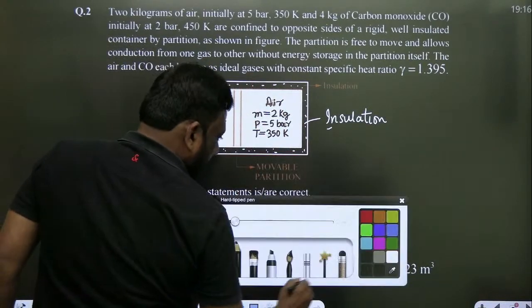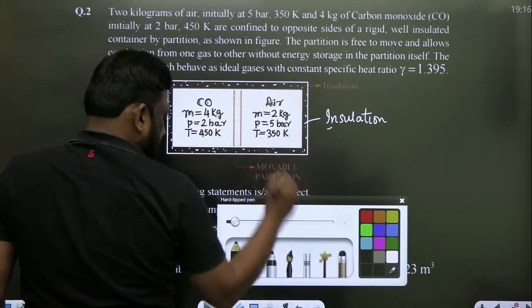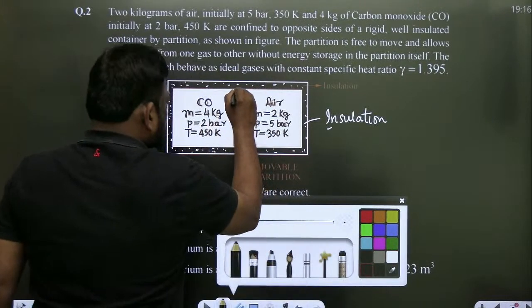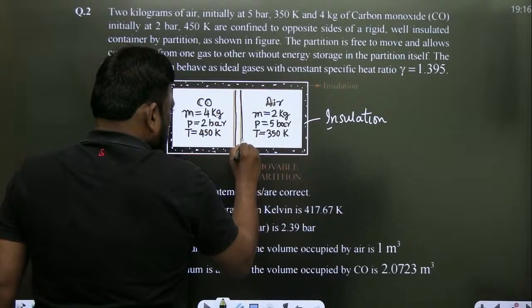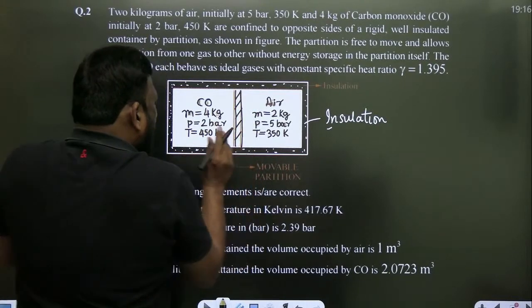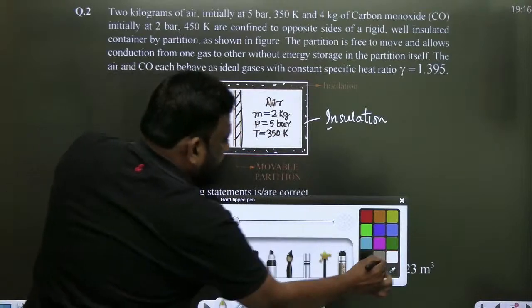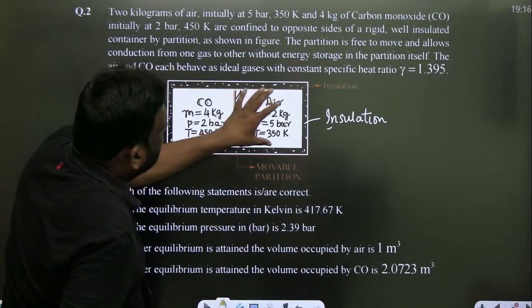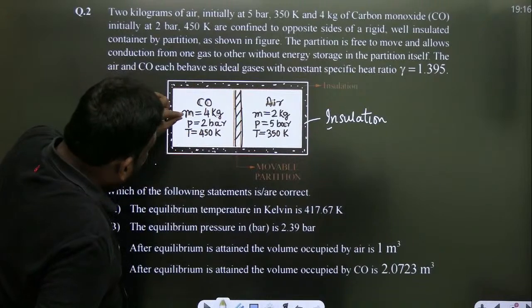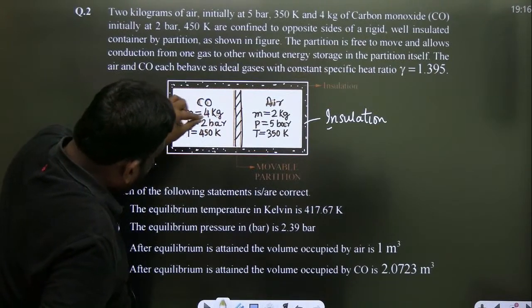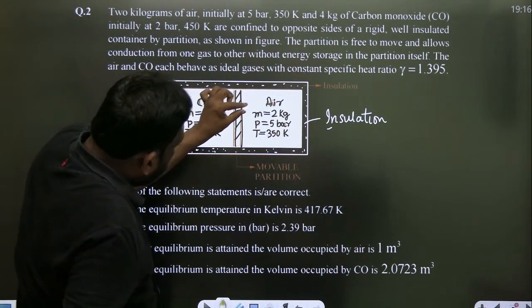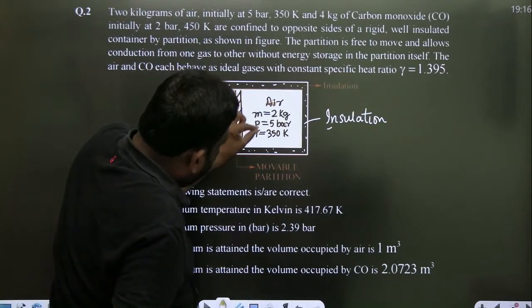Okay sir. Now wait a second. Here there is a partition. On the left side there is carbon dioxide. I repeat, on the left side there is carbon dioxide, on the right side there is air. The carbon dioxide mass, pressure, and temperature, and the air mass, pressure, and temperature are given.